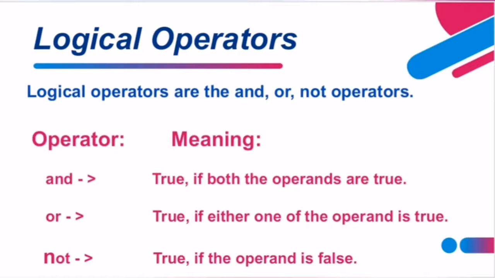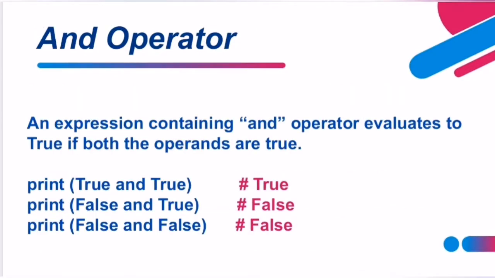Let's see some examples of each logical operator. First, the and operator. An expression containing the and operator evaluates to true if both the operands are true. Here in this picture you can see print True and True. Both operands are true, so it will give the result true. Print False and True will give the result false, because if any one of the operands is false, it will give the result false.